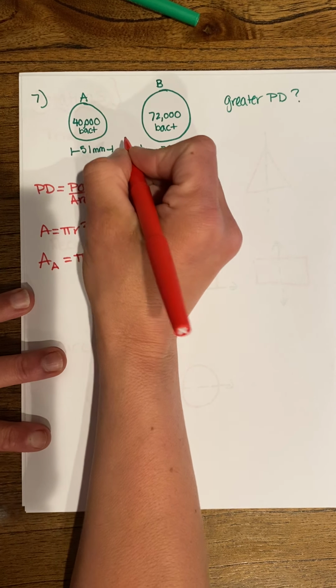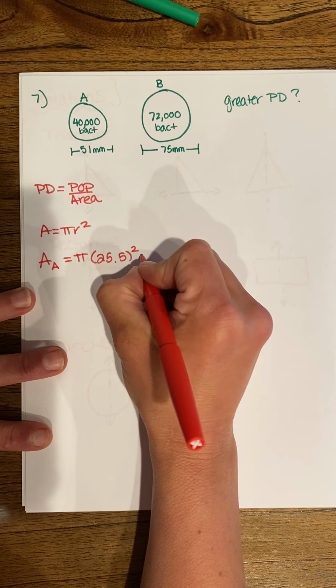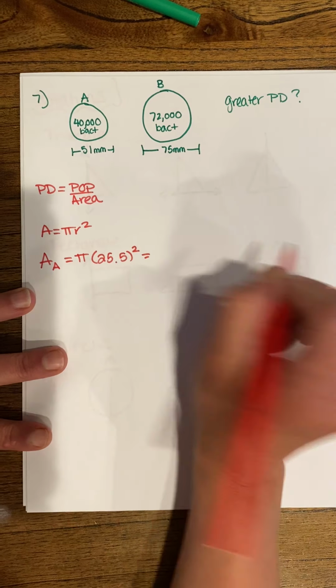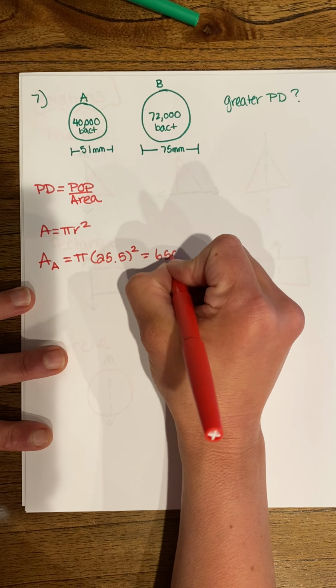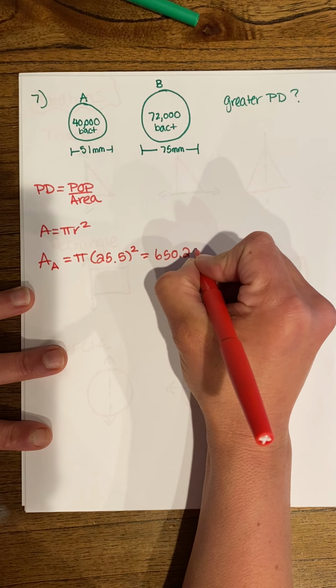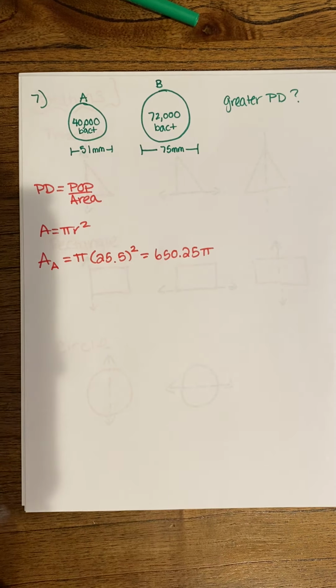Because again, they give us the diameter is 51. Okay, so it's okay to leave this in terms of pi, right? So when you square this out, you get 650.25, and let's just tack on the pi. So I've got the area of A, okay?